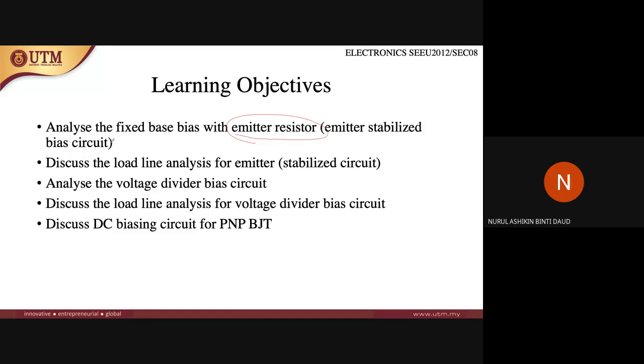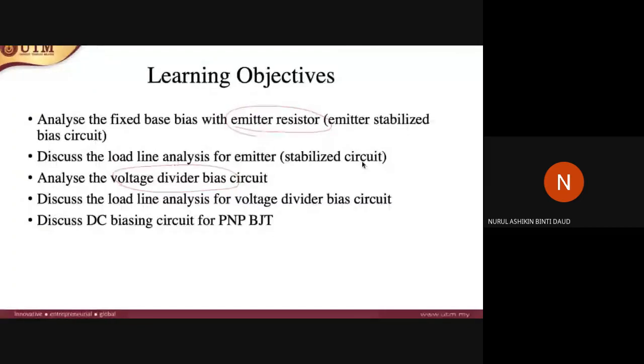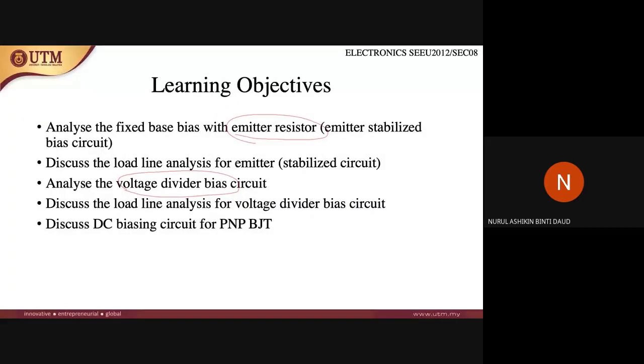Okay, so we will discuss the load line analysis for the emitter stabilized circuit, and also we will discuss another circuit, which is a voltage divider bias circuit, and we will discuss the load line analysis for this circuit. And also for the PNP BJT.